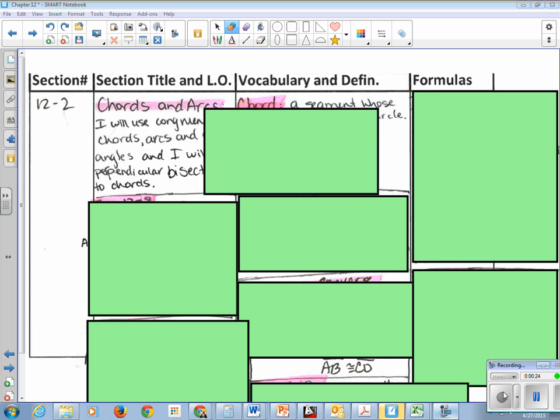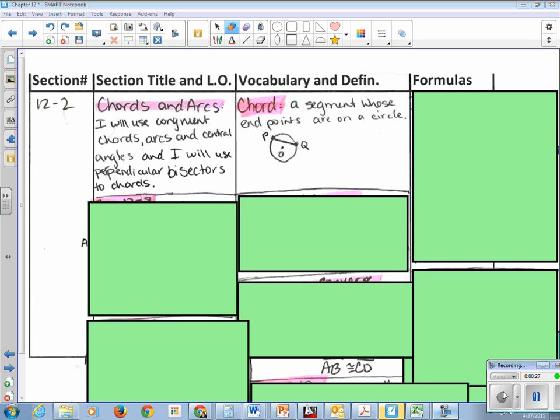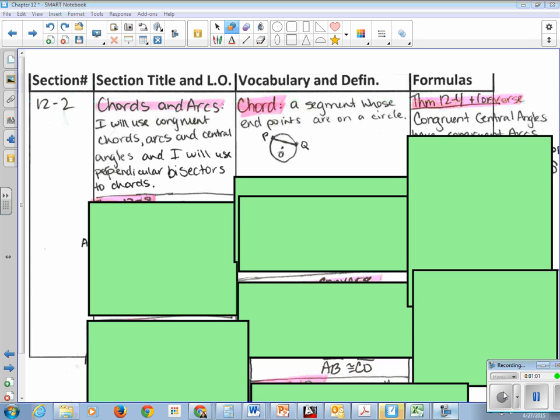So the only vocabulary word you have in this section is the word chord, which is a segment whose endpoints are on a circle. So if you look here, I have circle O, and P and Q are endpoints, and they're on the circle, and the chord goes right across the circle. Okay, so section 12-2 has a bunch of important formulas, so definitely want to note each of these formulas.